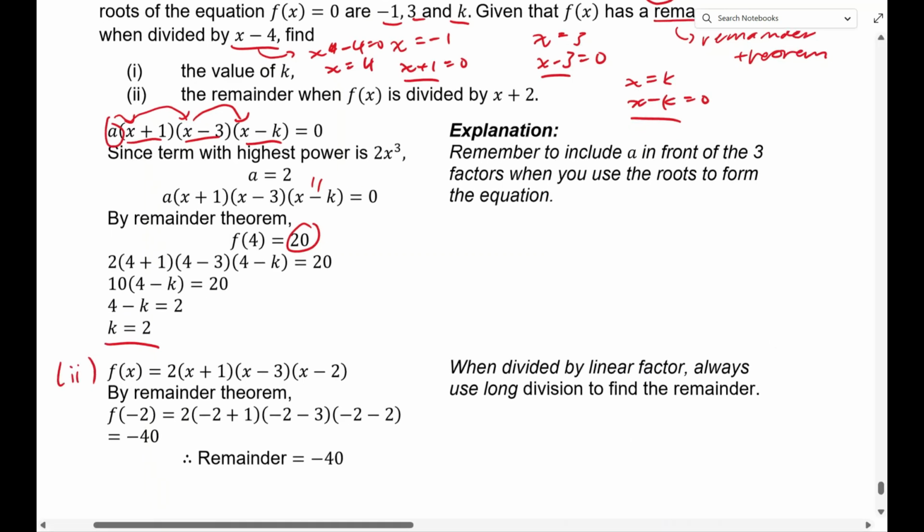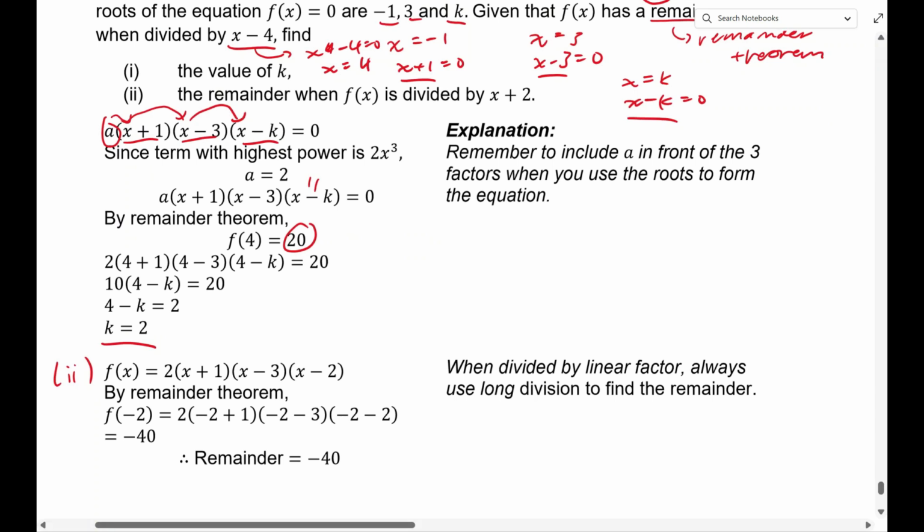Now note this explanation part here. When divided by linear factor, ignore this part, change it to remainder theorem. So don't use long division when you don't have to expand your polynomial, like expand all the three brackets. Always use remainder theorem, then you can avoid doing that and save a lot of time.